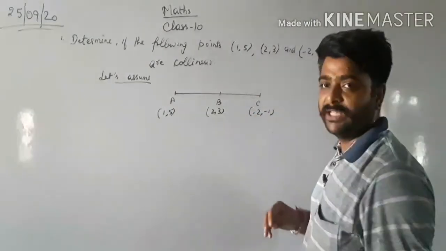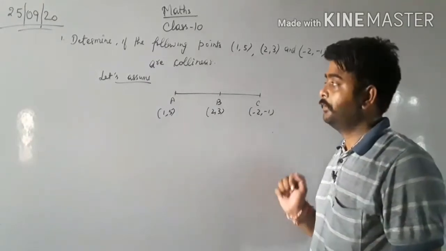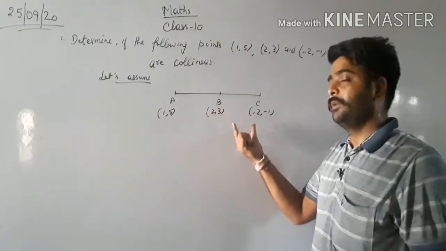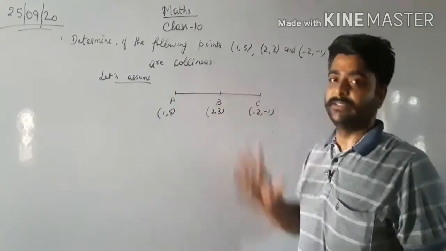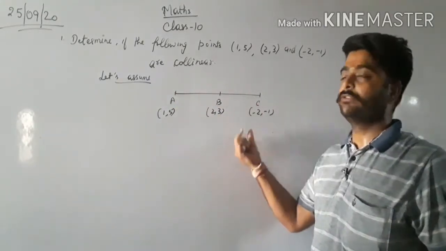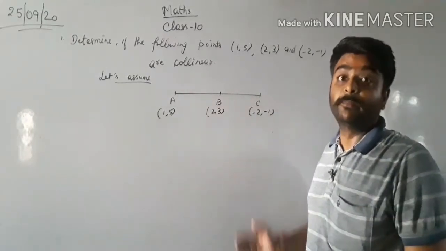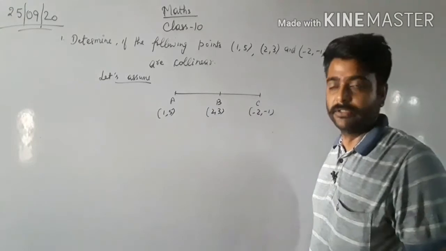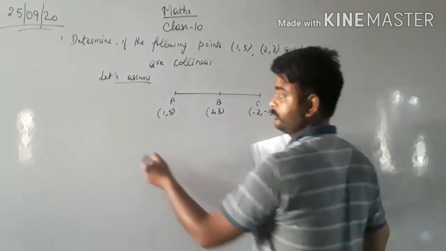So, class, to check the collinearity of points, what will we do? First of all, we will find the distance AB, then the distance BC, then the distance AC. If we get AB plus BC equals AC, then we will say that the given points are on the same line. So, these are collinear. Now, we will check it.